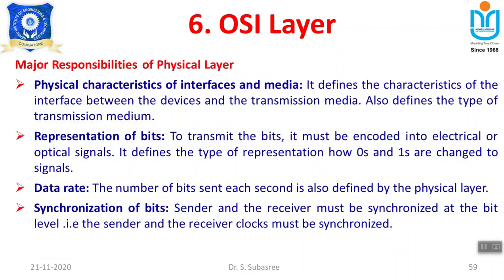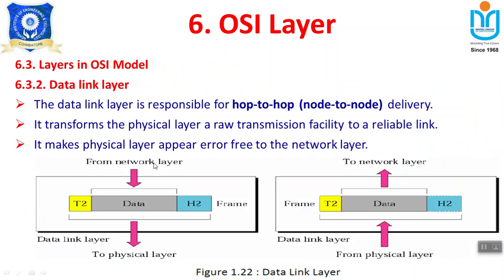Right? The main responsibility of the physical layer: it provides interfaces between the sender and receiver, and there should always be a representation of bits. It is very important how much speed the bits are transmitted at. That is called the data rate, and synchronization of bits. Because when a sender is sending any data, the receiver should be in a listening state. So we should give some time for the receiver to synchronize with the sender, adjusting the speed between sender and receiver. For that we need synchronization bits. These are the major responsibilities of the physical layer.